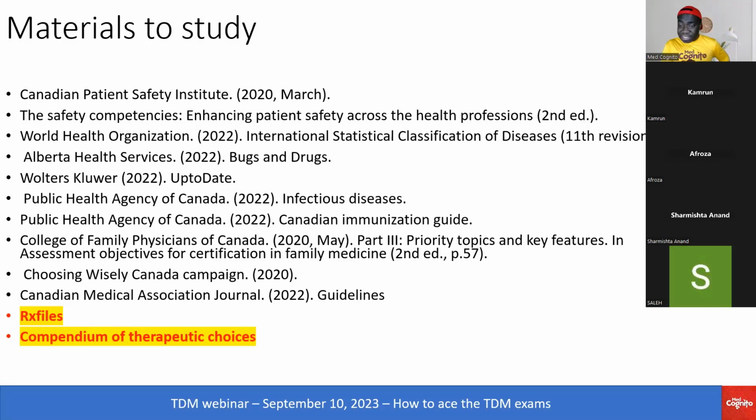Now, up until about, was it 3 years ago I wrote my exam? Yeah, 3 years ago, I wrote my family medicine board exam. They had just 99 topics, but now the topics have been increased to 105. Okay.